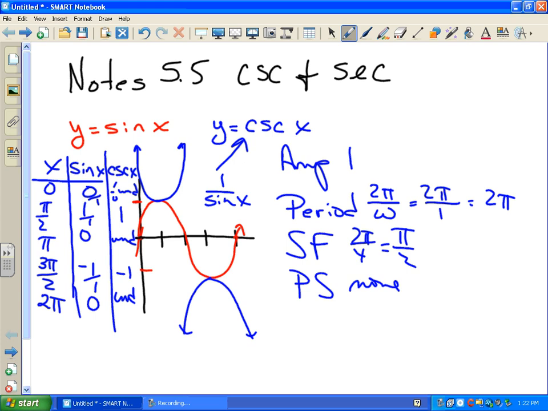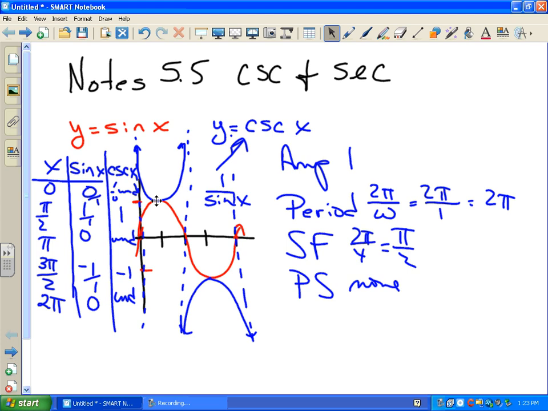There is undefined at 0. There is undefined at pi. And there's undefined at 2 pi. So those little parabolas that we reflected actually hug up next to those what we call vertical asymptotes, the breaks in the graph, and so you end up with some real parabolas instead of parabolas that are connected.